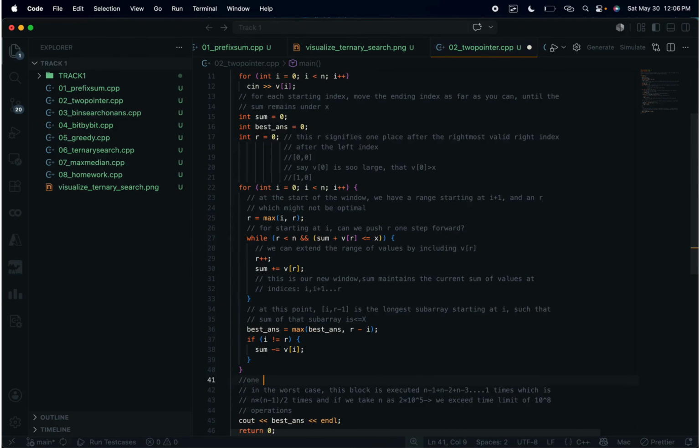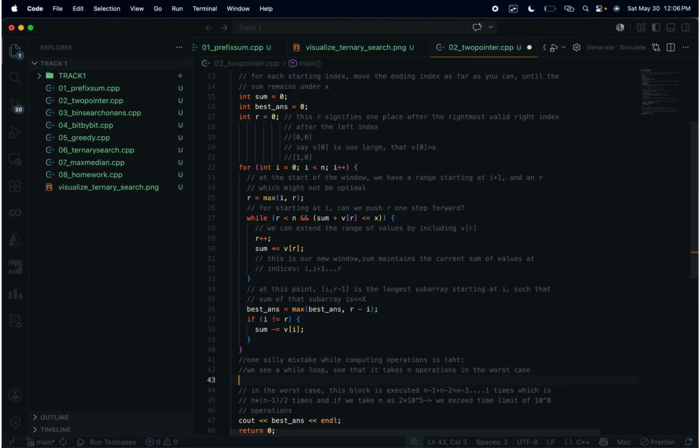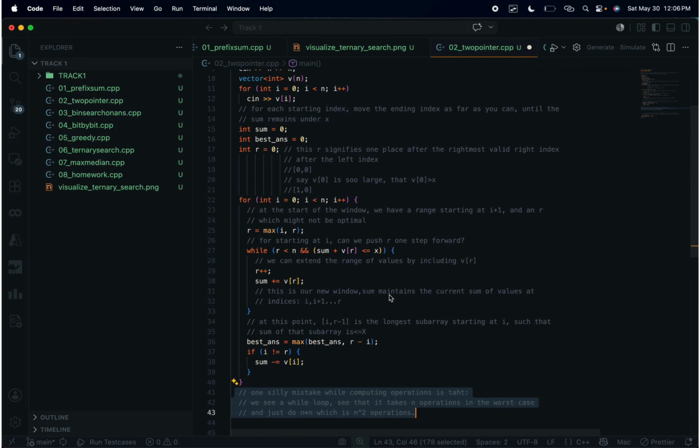So one silly mistake here while computing operations is that we see a while loop, see that it takes n operations in the worst case, and just do n into n, which is n square operations. So this is a mistake here. This is not how you're supposed to calculate operations.